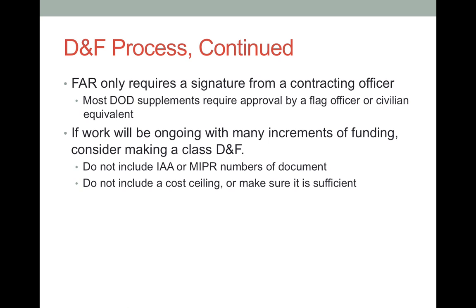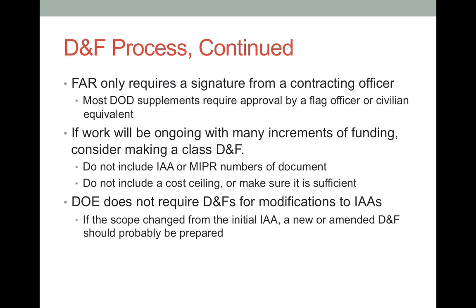Some agencies have found that creating a class DNF for work at DOE Laboratories saves time in the long run. By removing IAA references and specifying ceilings or a longer period of performance, the DNF could be used for more than the one IAA that is in process. Class DNFs can be very useful if the requesting agency sends a new basic IAA for each increment of funding. However, if the requesting agency simply adds funding via modification to an existing IAA, then DOE will not currently require a new amended DNF. I suspect that most contracting offices will require the DNF to be updated and approved at the appropriate level when modifications are issued.